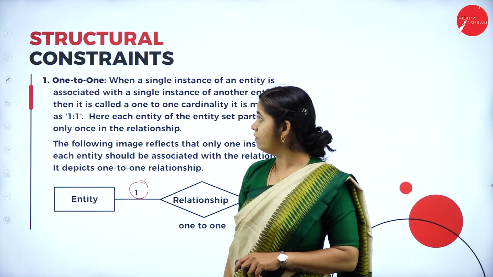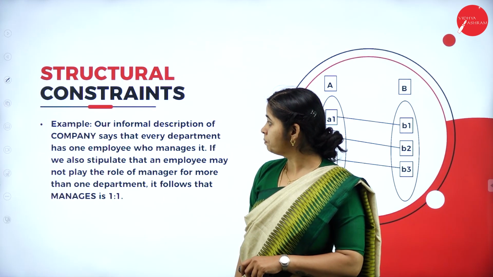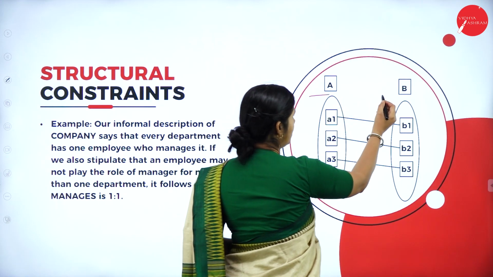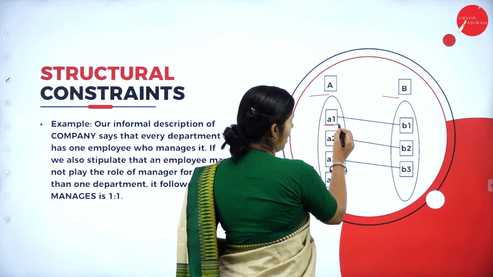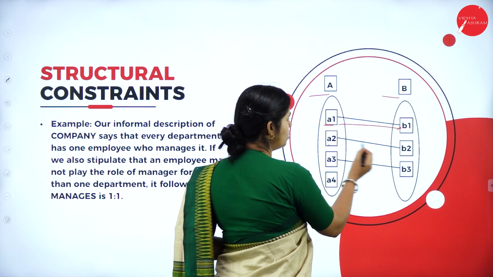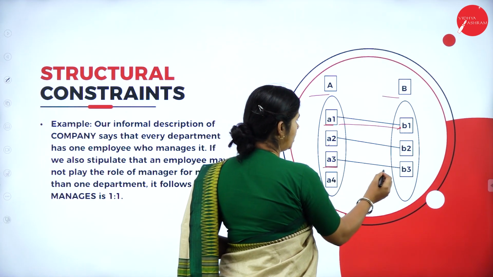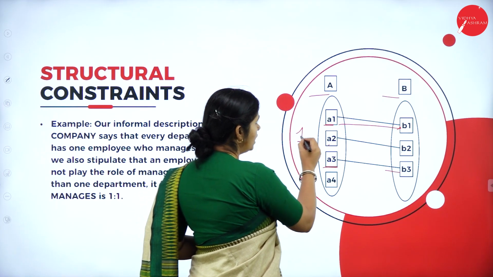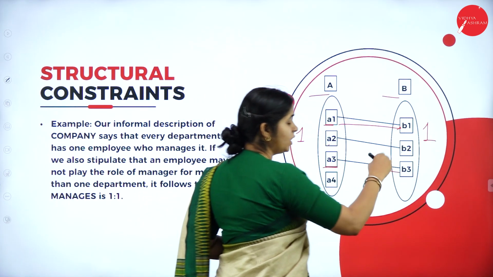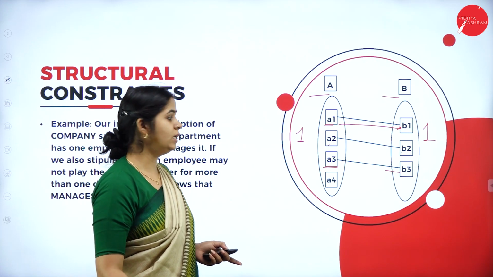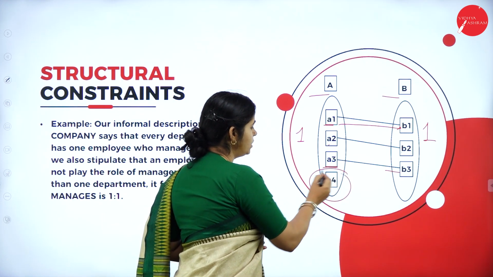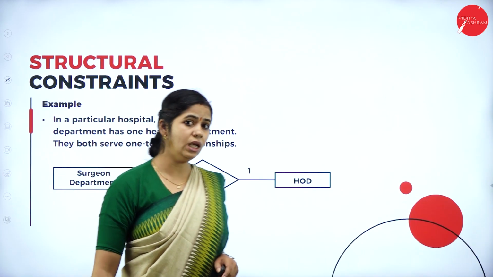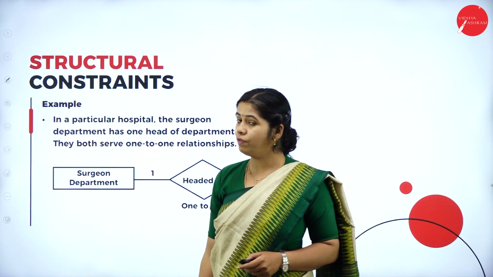Okay, then the next type of constraint. This is an example for 1 to 1. A is the entity type, B is the other entity type. A1 is participating with B1, A2 is participating with B2, A3 is participating with B3. That is, only one is participating or communicating with one in the other table. A4 is not participating with any of the attributes. Next what we have is the second type of constraint.